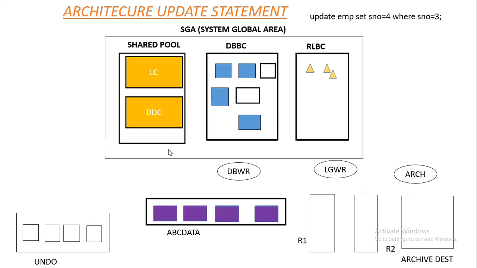The same way the select statement works, the same way update will work. Whenever you do sqlplus username and password at the rate TNS, the client process will be created as well as the server process. So this is our statement: update EMP set serial number equal to 4 where serial number equal to 3. What is the meaning of this?